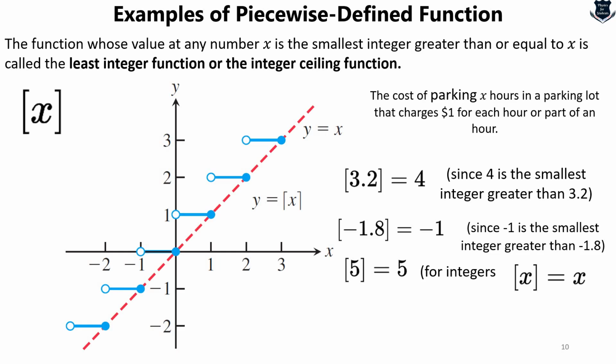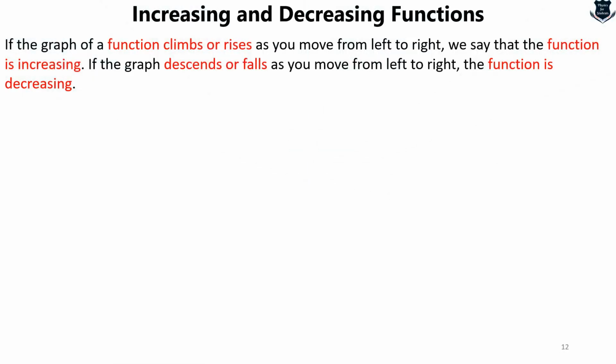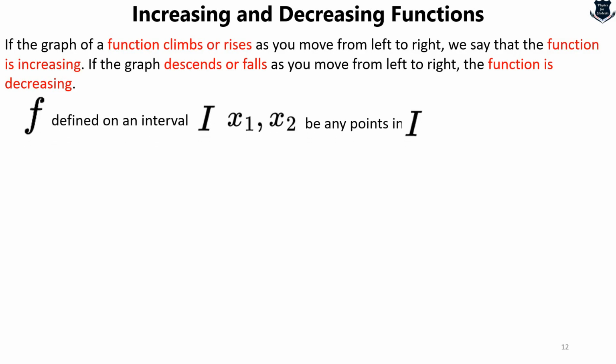We move on to the next type of functions, which are called increasing and decreasing functions. What are those? We will look into the next part of the video. Now, the very simple definition of an increasing and decreasing function is this: if the graph of a function climbs or rises as you move from left to right, we say the function is increasing. If the graph falls or descends as you move from left to right, the function is decreasing. That is an English definition. However, the mathematical definition is something like this.